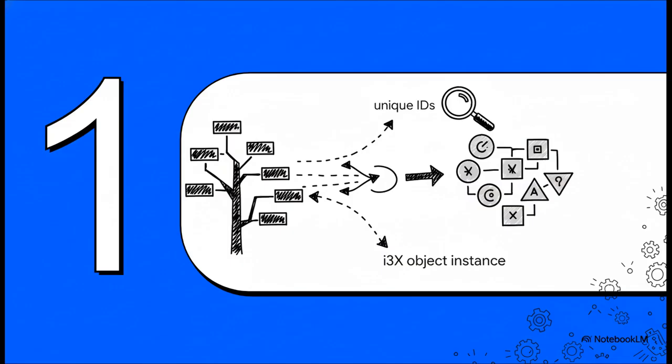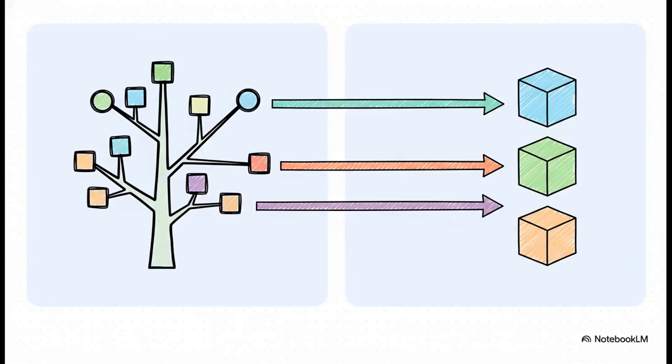First things first, how does that basic structure, the objects and their unique IDs, get translated from that MTConnect XML tree into an actual i3X object instance? The core idea here is actually super simple. Every single element you see in MTConnect, whether it's the top-level device or a tiny position data item, becomes its own separate object in i3X. That's it. It's a really clean one-to-one mapping.